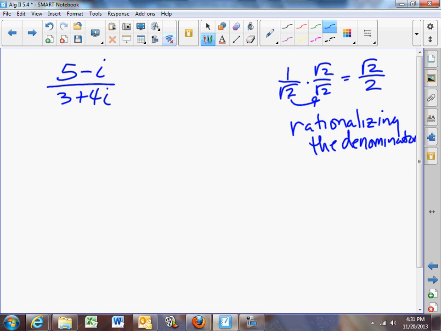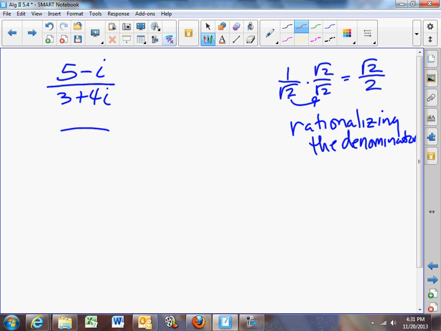Or in other words, we're making the denominator rational. Well, now what we want to do in this case over here is we want to make the denominator a real number. So I'm going to call this realizing the denominator. Nobody else does, but I do. So we're going to call this realizing the denominator.